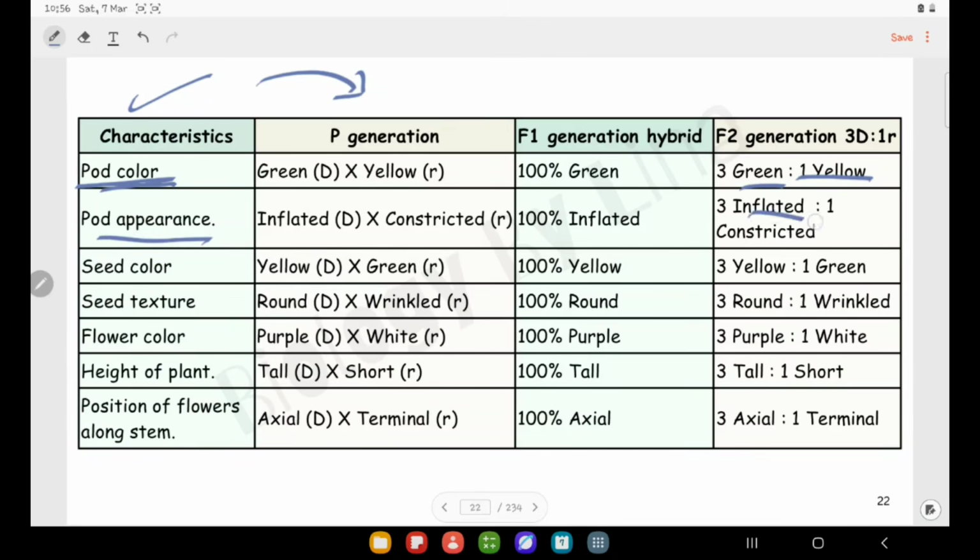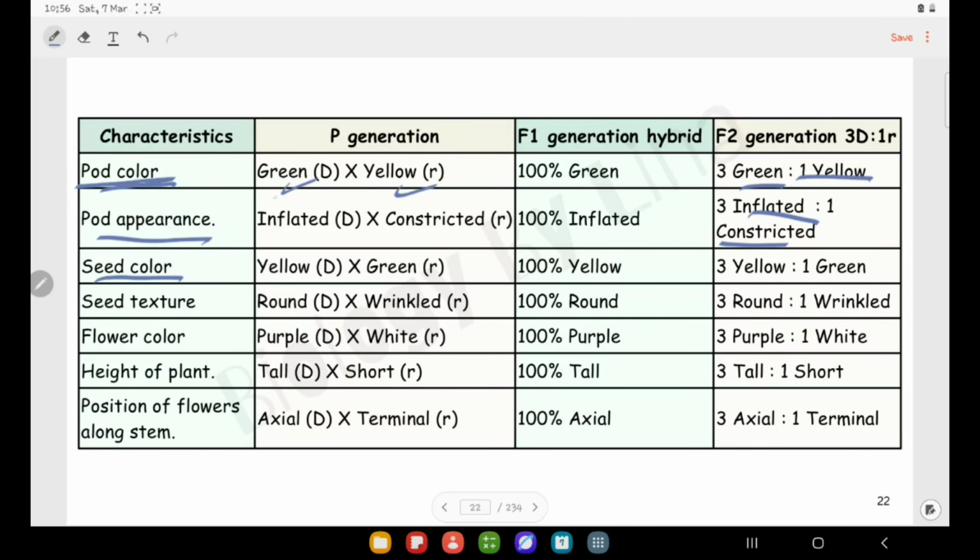For the pod appearance, inflated and constricted, and for all the others the same thing. For each one of the characters we have two contrasting traits. This is only for the pea plant, or for Mendelian genetics. And what he did in his experiment, as we said, he got the P generation, F1 and F2 generation. In P generation, we have one dominant green and one recessive yellow.